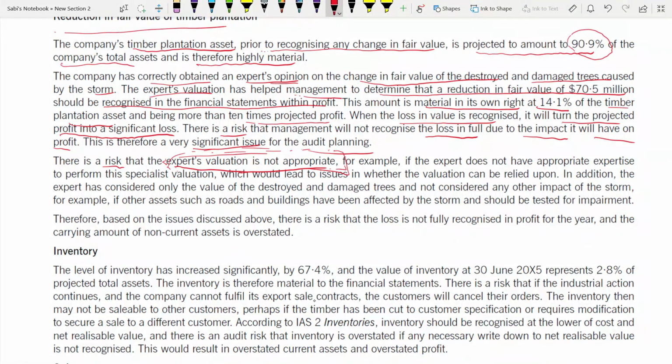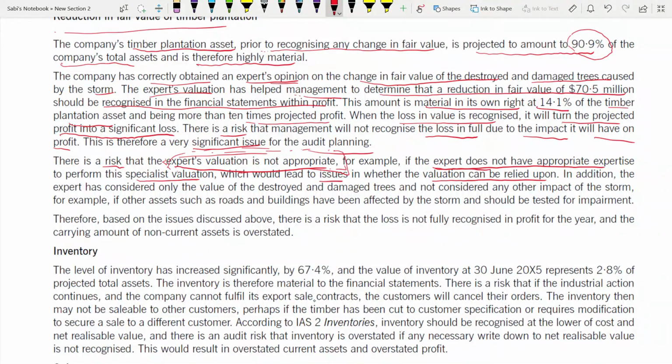For example, if the expert does not have appropriate expertise to perform this specialized valuation, which would lead to issues in whether the valuation can be relied upon. They didn't say in the case study whether the expert has the expertise or not, but you're talking about risk. When you're talking about risk, you are saying it from both sides. What if they don't have the expertise? It's like a what-if scenario you're using here. What if they rely on this? What if they lack this? So you're answering in this way only. Most of your audit answers are like this, especially when you're talking in terms of risk. So exactly, this is the way.